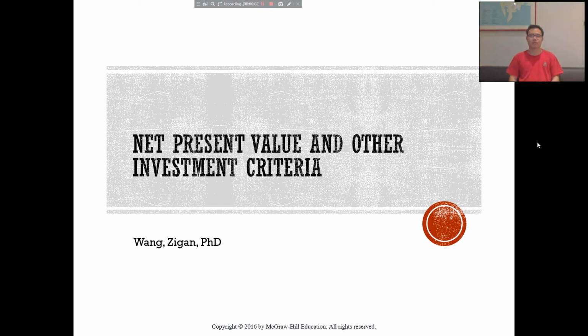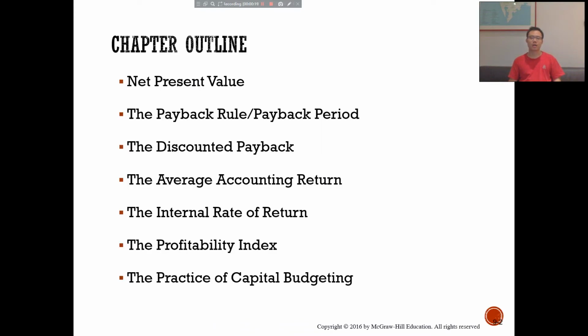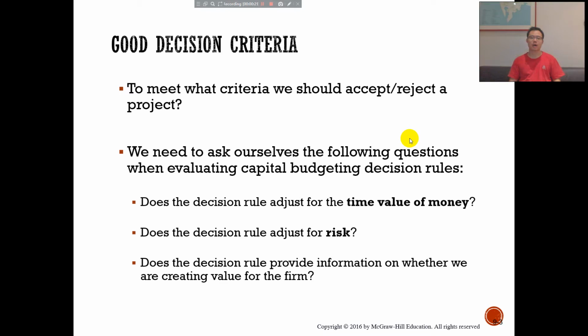Let's talk about the net present value and the other investment criteria. We have learned about pricing: stock pricing, annuity pricing, the pricing of different investment tools. But how do we determine whether we should accept or reject a project? What kind of criteria can we use to make that decision?